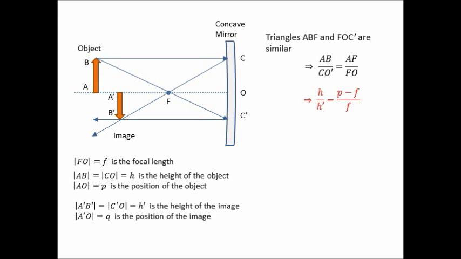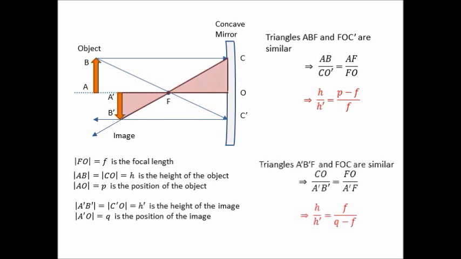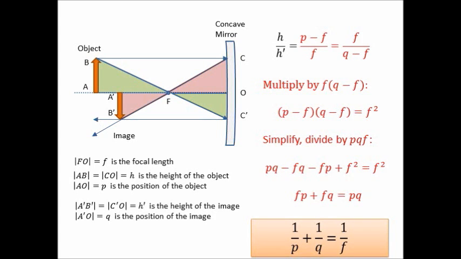There is another pair of similar triangles, A prime B prime F and COF. Using the similarity relations, we find that the ratio h over h prime is also equal to f divided by q minus f. Altogether, we find that h over h prime can be written either as p minus f divided by f or as f divided by q minus f. Thus, we have a relation between p, q, and f.